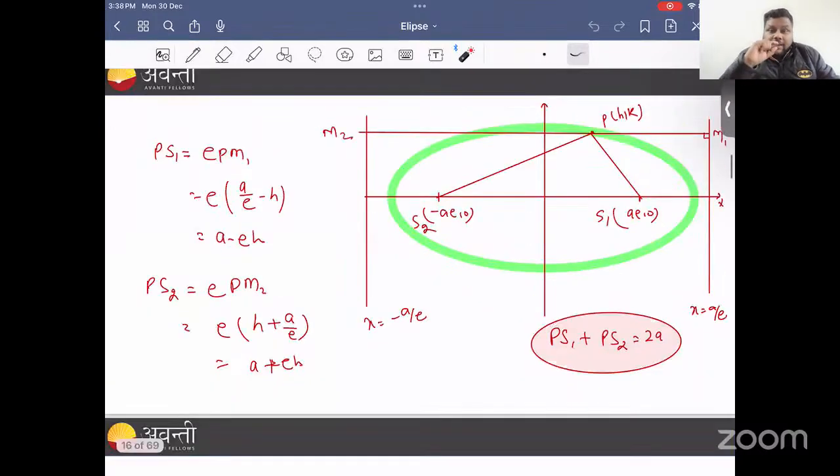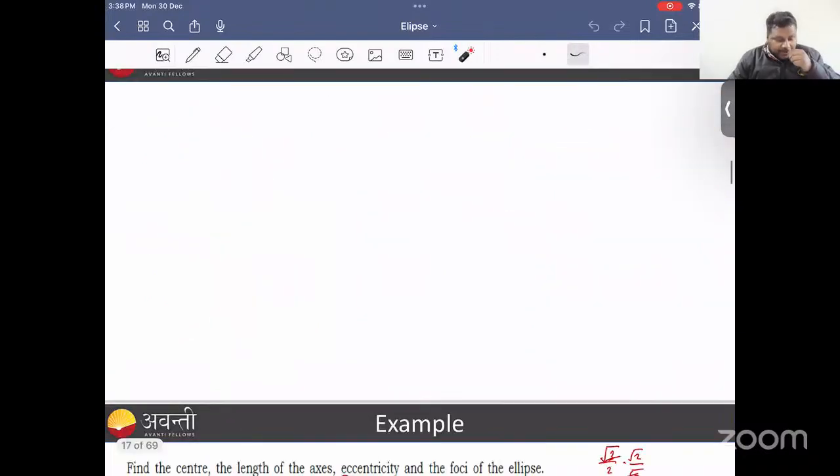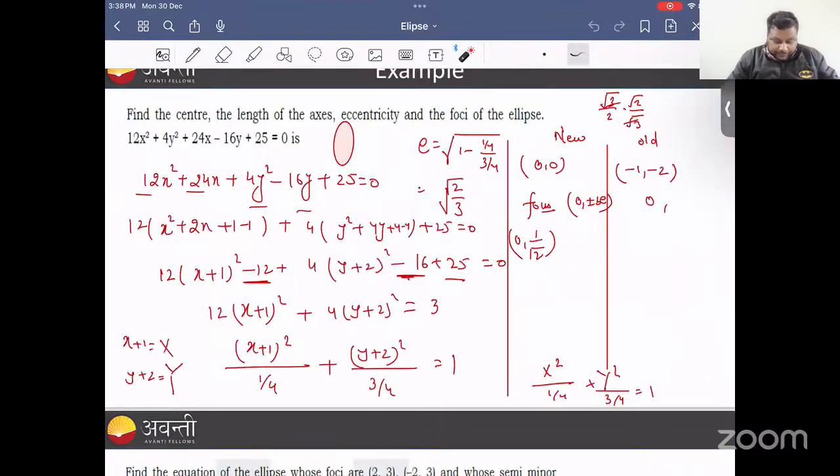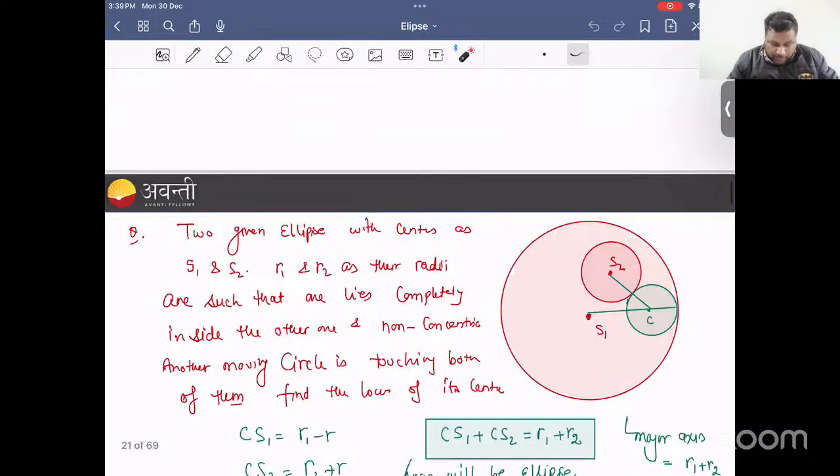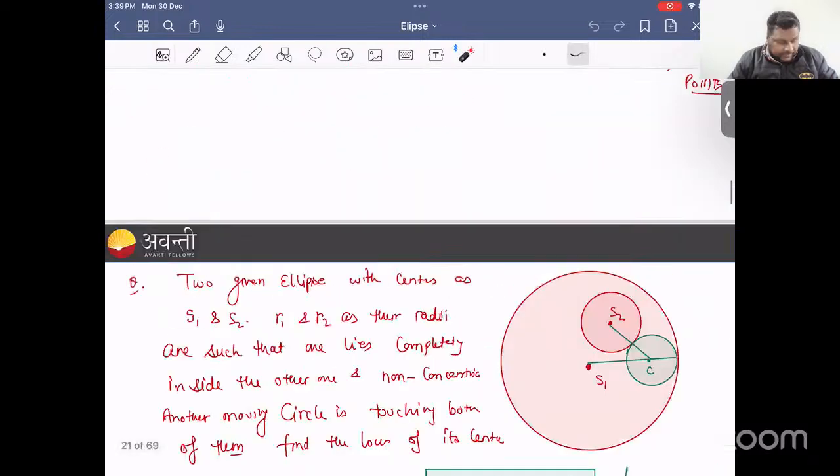And now see, if you realize, the distance between S1 and S2 is 2AE, and E is less than 1 in case of ellipse. So the distance between the foci, S1S2, is 2AE, and PS1 plus PS2 is the length of the major axis. Got it? Now, these are the simple questions on the focal distance property. See, this is a very amazing question.